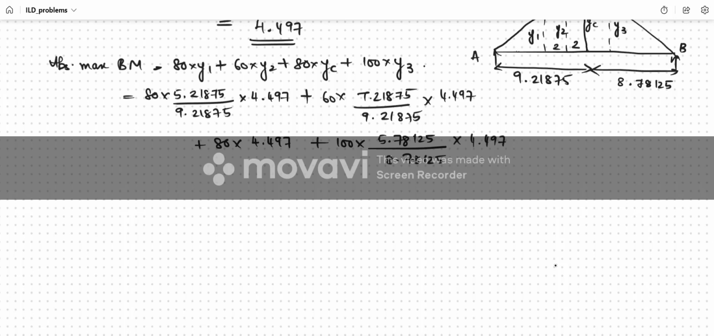Now simplifying this, if you are finding it difficult to write all these big expressions, you can individually find y1, y2, simplify them, and then substitute the final values here. That is also fine. Simplifying this, you will get 170.77 kilonewton meter. Okay, just try it at home and see if you are getting the same. In the next video, we will tackle another problem.